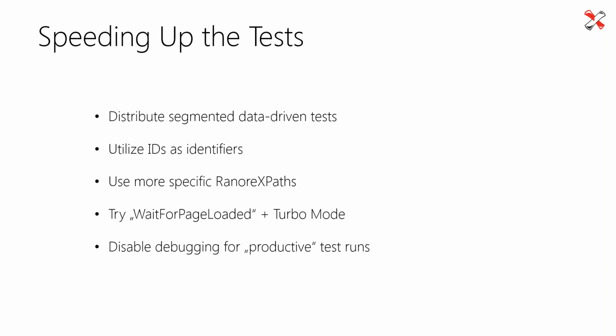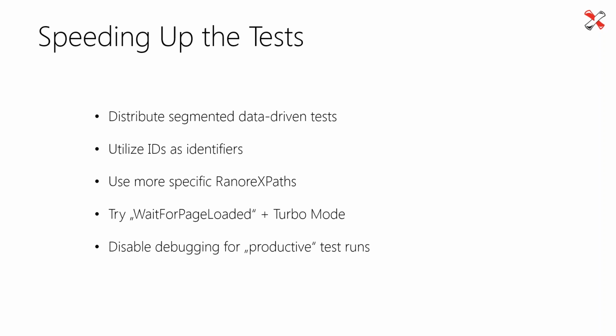You could also use more specific Ranorex paths. That is an option. And a combination of the wait for page or wait for document loaded action, which we provide, in combination with the turbo mode, can also be beneficial. Be cautious when enabling turbo mode, and try it, especially if you have dynamic content where the website loads content afterwards. Sometimes Ranorex is faster than the website. We recognize an element, click on it, and okay, we found it, we clicked it, but the code was not there. So this is something you can try.